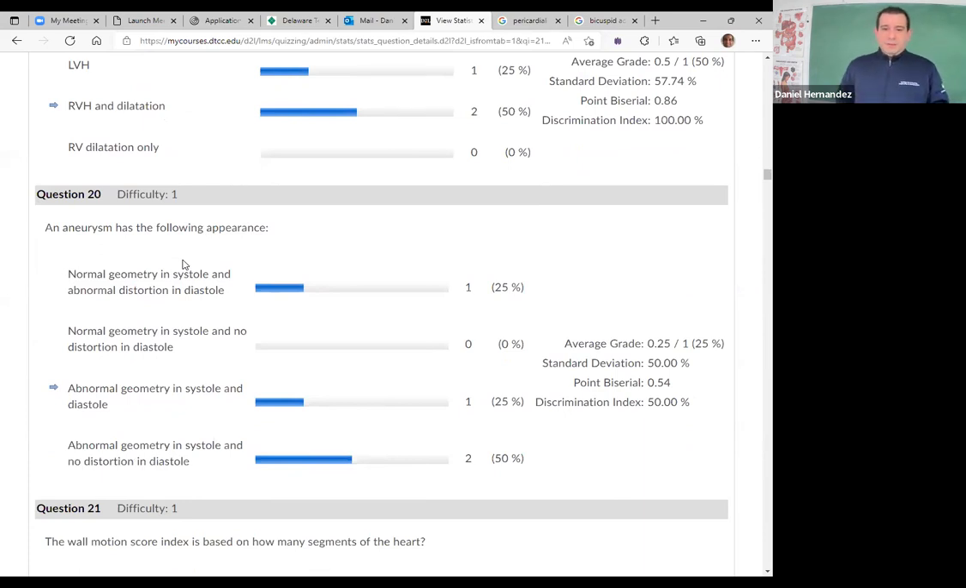An aneurysm has the following appearance. With the aneurysm, we're going to have an abnormal geometry or shape of that chamber in both systole and diastole. So we'll see that aneurysmal segment, that outpatching, as the heart contracts and expands during systole and diastole, it'll remain abnormally shaped. So we'll have that dilatation or outpatching in both systole and diastole.